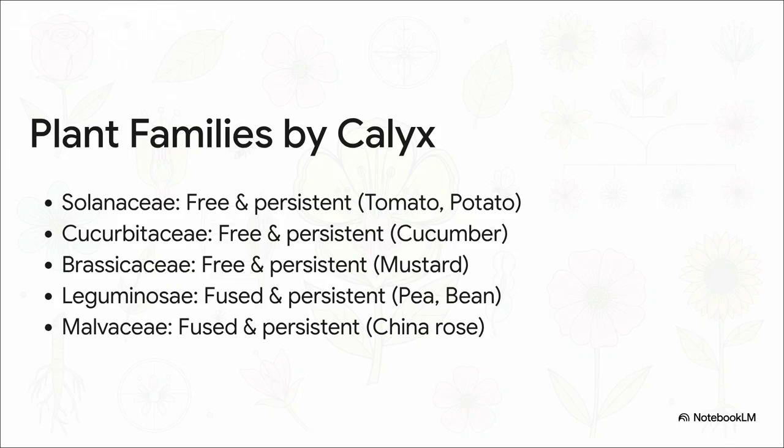Then, let's look at families with fused and persistent sepals. The Leguminosae family brings us peas and beans, and the Malvaceae family gives us beautiful ornamentals like the China rose. For these guys, the sepals form a fused cup, and that cup stays right there on the plant as it develops. Literally, once you know the code, you can read the genetic map of your entire vegetable garden.